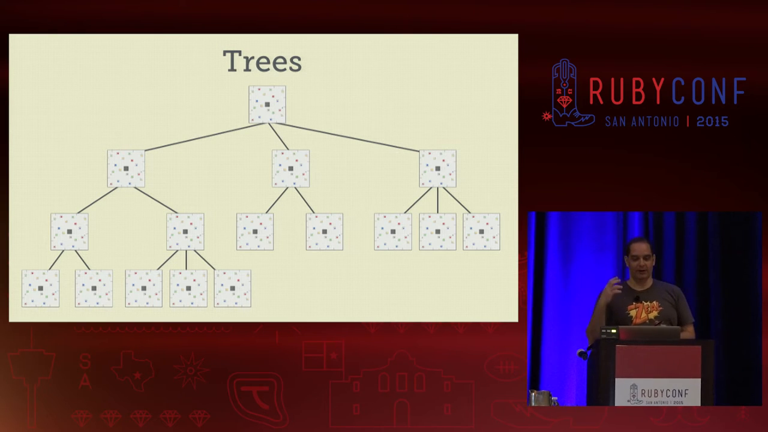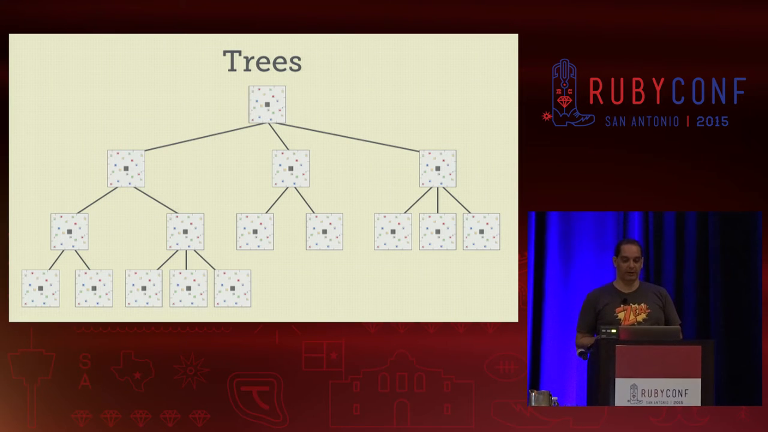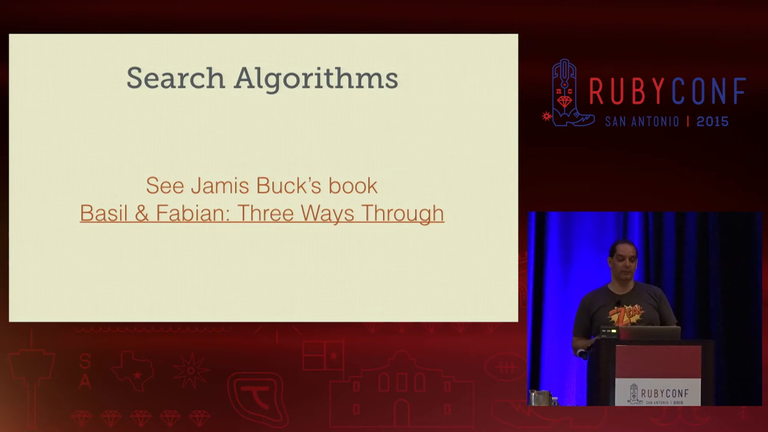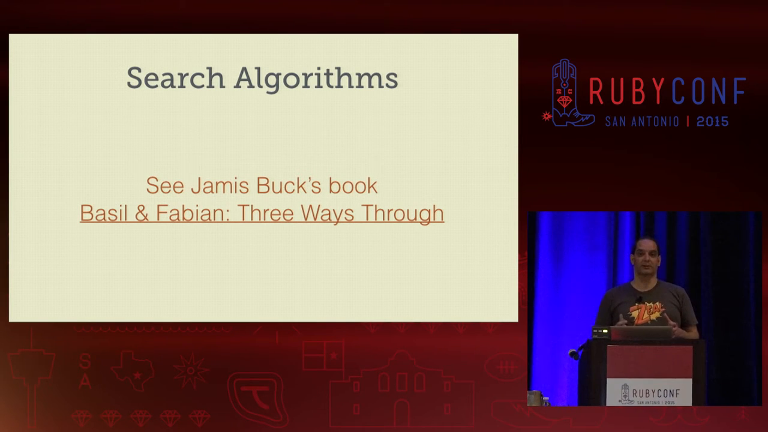In a tree, the very topmost node is called the root, and it has no parent nodes above it. Every other node has exactly one parent, and that's what defines a tree. Then at the very bottom, the nodes that don't have any children below them are called leaf nodes. When you're working with trees, you need to figure out how to search through them, and there are a bunch of different algorithms for that. Trees are really good for maze solvers as well. James Buck wrote a series of blog posts and turned it into a little book called Basil and Fabian, Three Ways Through. It's a super accessible introduction to these algorithms, and it goes through a bunch of different algorithms for solving mazes.